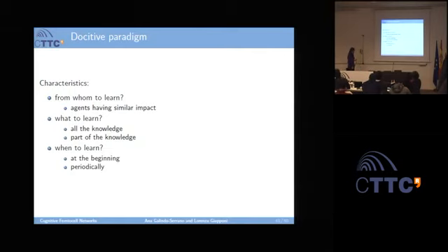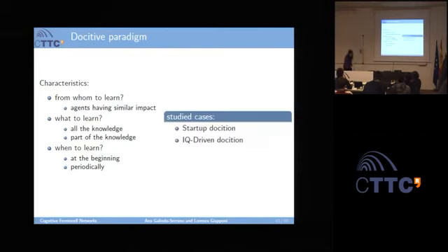And when to learn, this is really related to what I was explaining before, because I can learn just at the beginning of the learning process, or maybe I can do some periodical learning information exchange or docitive exchange. So we propose two solutions: the startup docition and the IQ-driven docition. The startup is just for copying or learning from docitive radios at the start of the learning process, and the other one is to learn during the whole learning period.